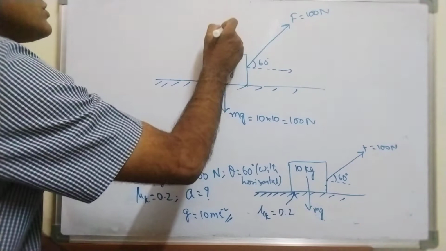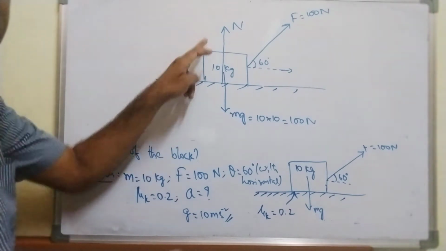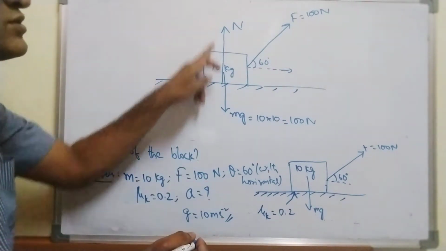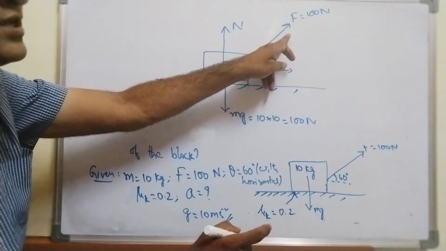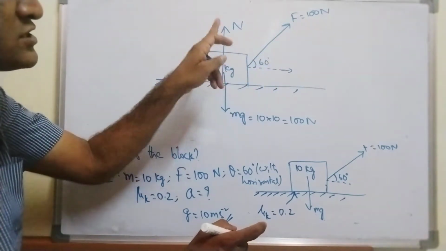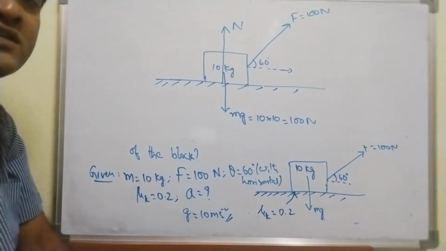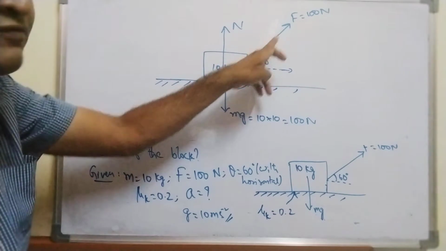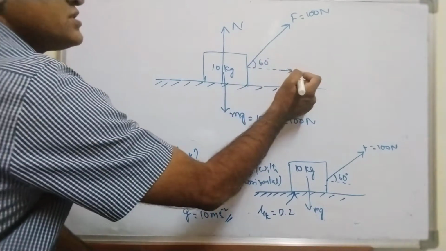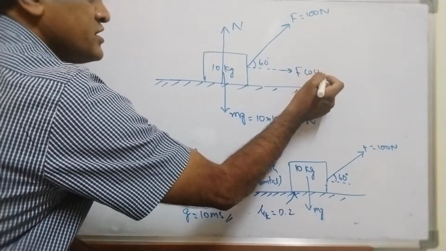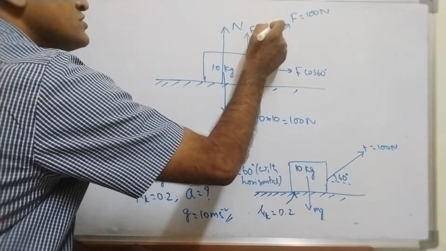And here the normal force will be acting in the upward direction, the force exerted by the surface on the block. This normal force would be balanced by mg because there is no vertical motion. But here there is an extra force. You are pulling this block by means of a cord with a force of 100 Newton at an angle of 60 degrees. Then this F is resolved into two components: one is F cos 60 degrees, and the other one is F sin 60 degrees.